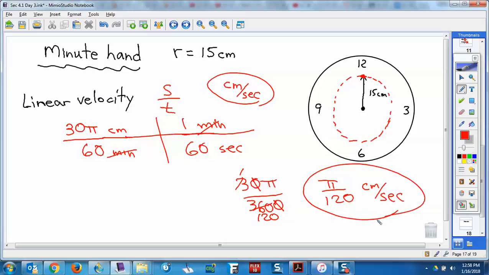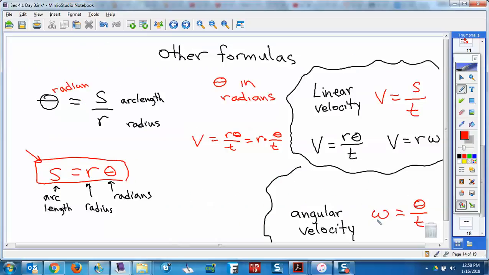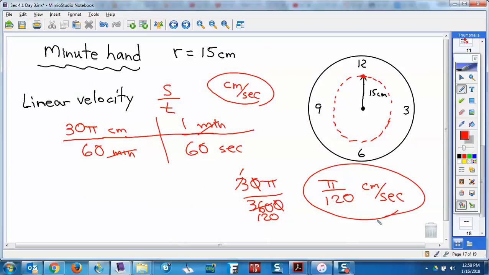And you could get a decimal out of that if you wanted to. That's where we're going to go with this. That's some of the stuff we're going to do. But again, all we needed was an angle divided by a time or a distance divided by a time. And we got the distance by doing this right here.